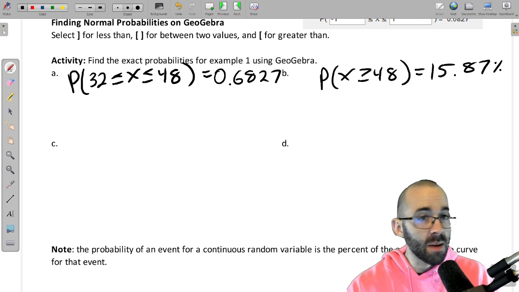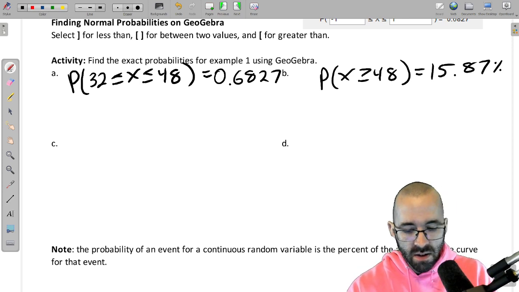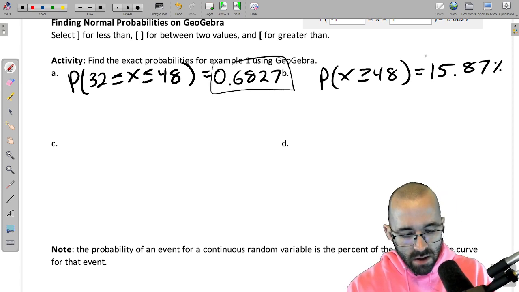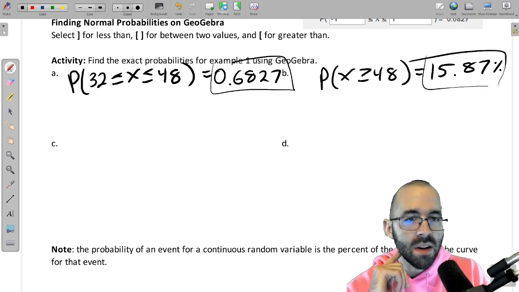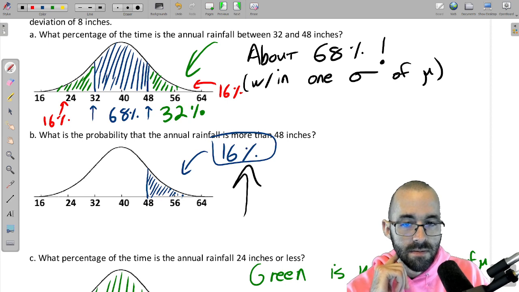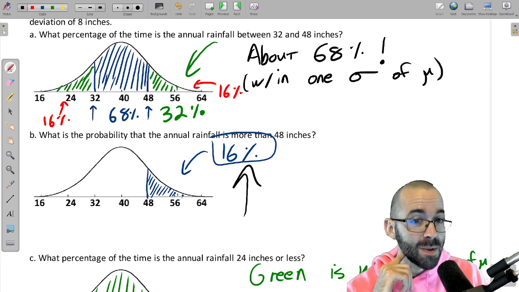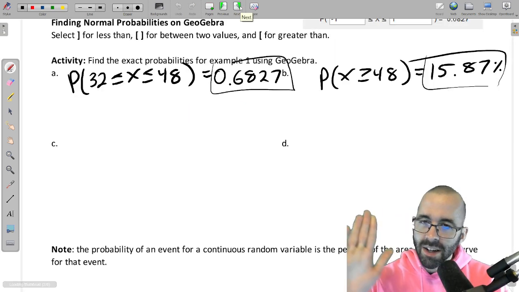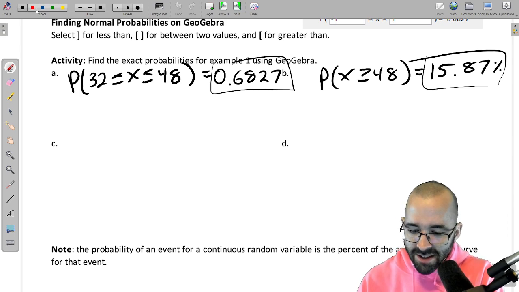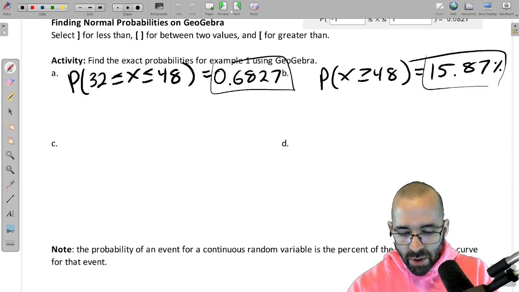As always, I will accept decimals or percents. Both are good. How does 15.87% compare to our approximation? That's pretty close to 15.87%, wouldn't you say? Empirical rule, you are fantastic. Wonderful. Let's keep going with letter C.